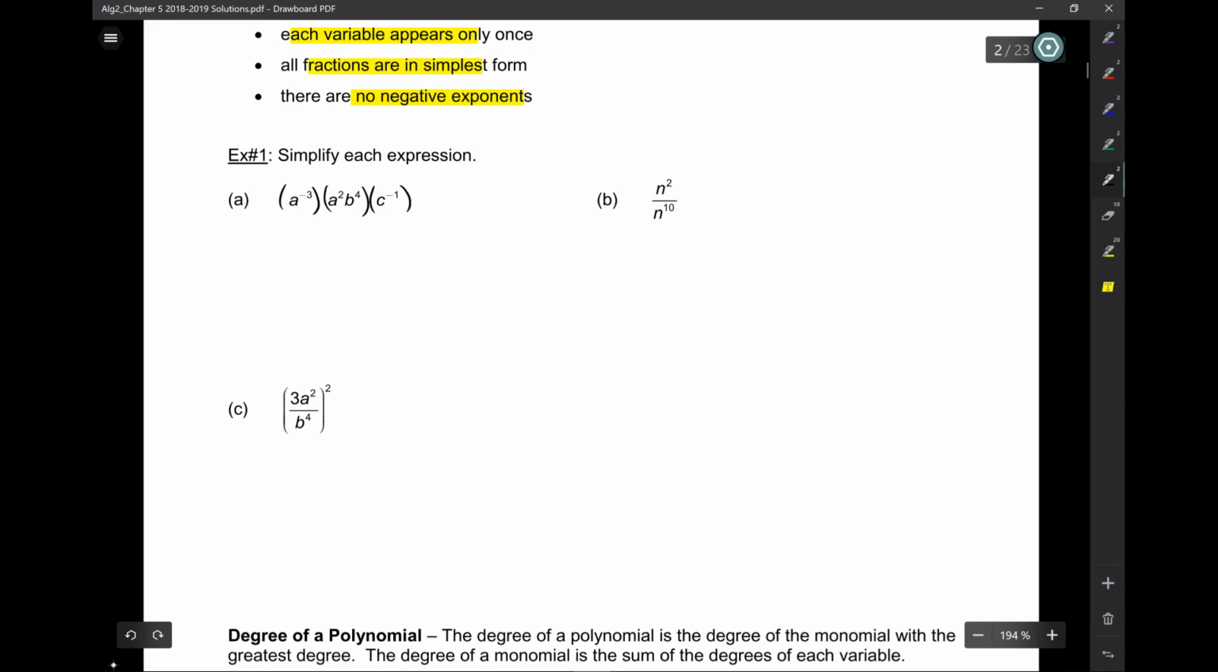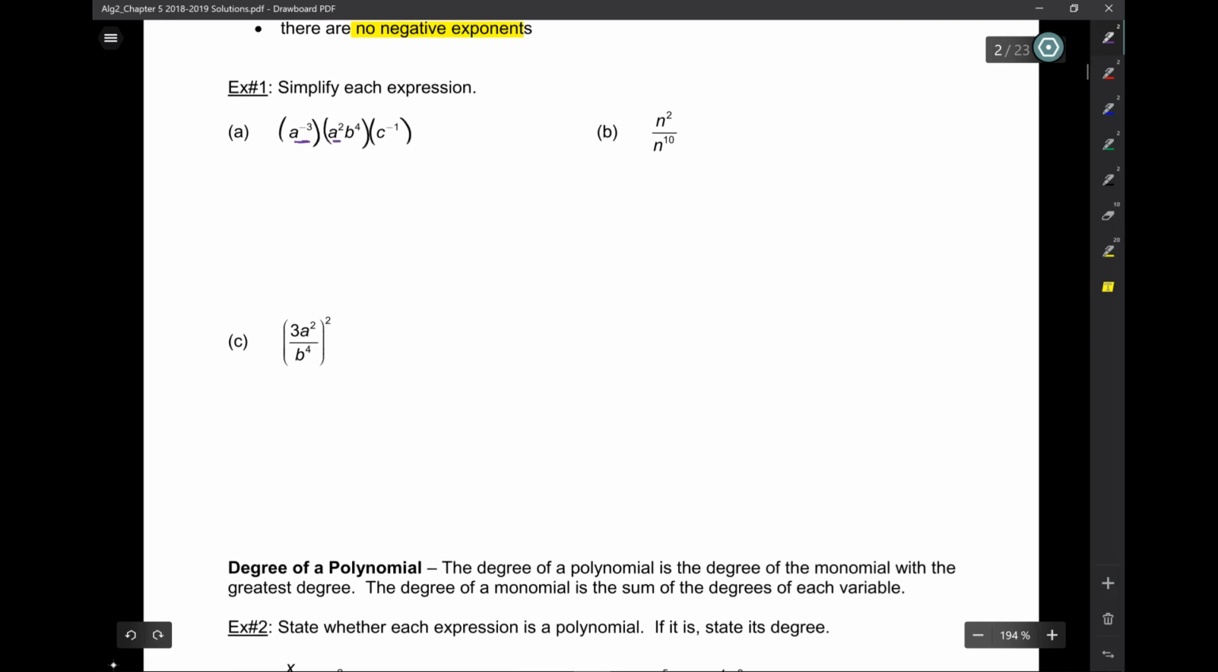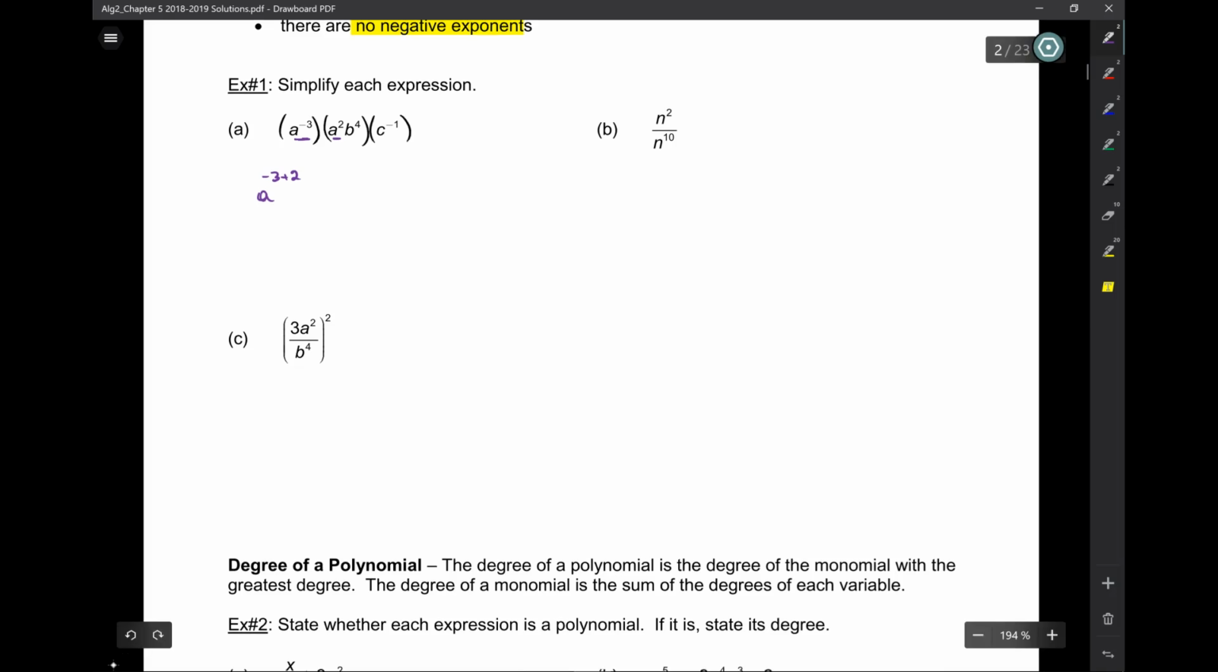So here, that's how it looks. All right. So we're going to combine these terms. Okay. So you have a to the power of negative 3 and positive 2. And they're being multiplied. So it's going to be a to the power of negative 3 plus 2, right? We're going to add the exponents. b to the power of 4, that's alone. c to the power of minus 1, can I write it that way? You have to move it down. So let me just leave it now.